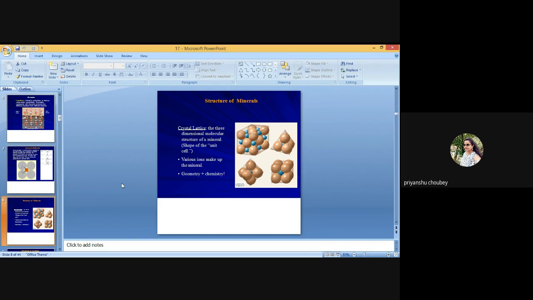For example, a plane parallel to X and Y intercepts the Z axis at 1C. Then the ratio A upon P is equal to A upon infinity, which is 0. The ratio B upon Q is equal to B upon infinity, which is 0, and C upon R is equal to C upon 1C. Thus, the index will be 0, 0, 1.